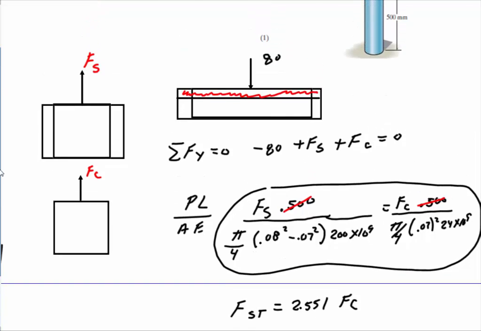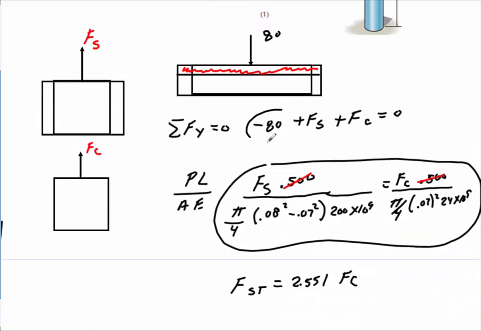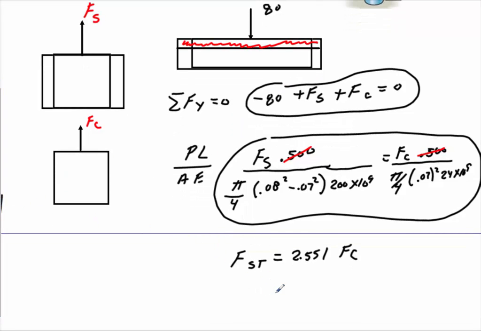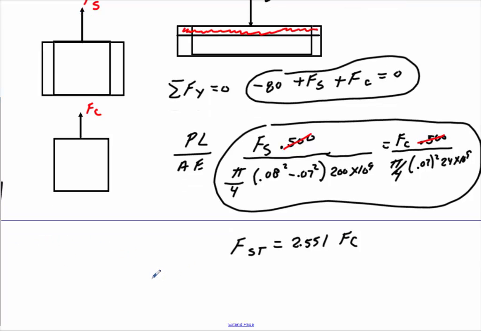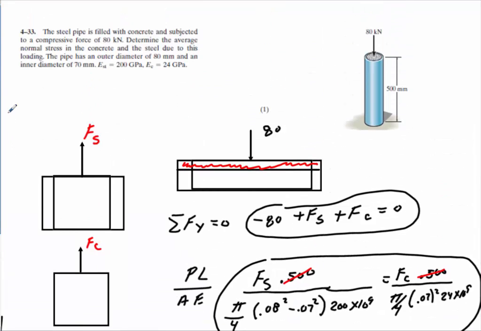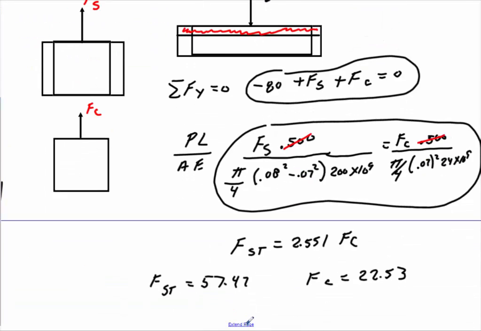Then all you have to do is come back to this equation right here and substitute it back in. What you'll find is the force in the steel is going to equal 57.47 and the force in the concrete is going to equal 22.53. This one wanted to know average normal stress, so just P over A. That's all you've got to do on that one.